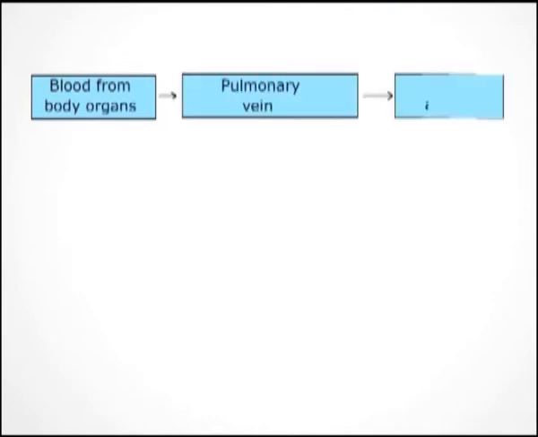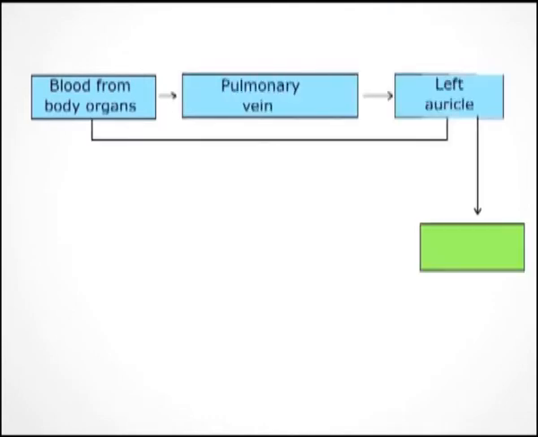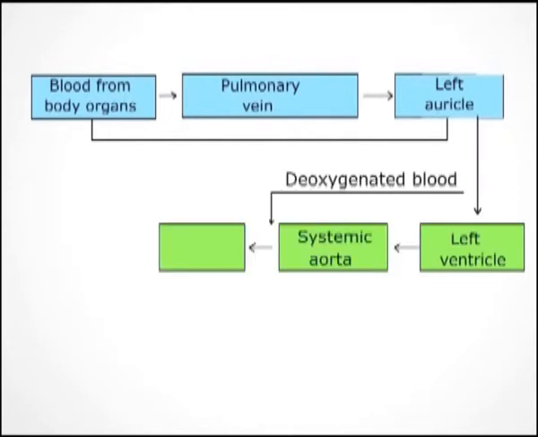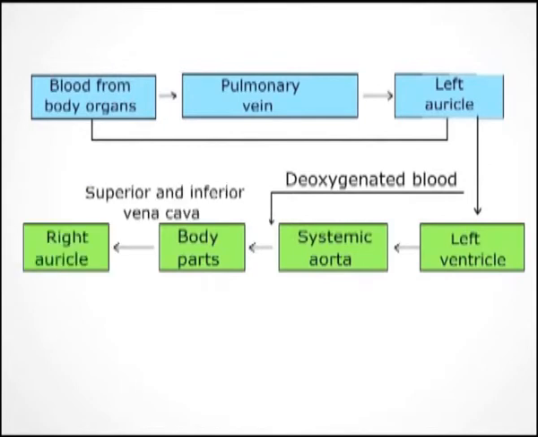Blood from the lungs is sent to the pulmonary vein, from the pulmonary vein to the left auricle, to the left ventricle, to the systemic aorta, to arteries, to body organs, to the superior and inferior vena cava, and then finally to the right auricle.